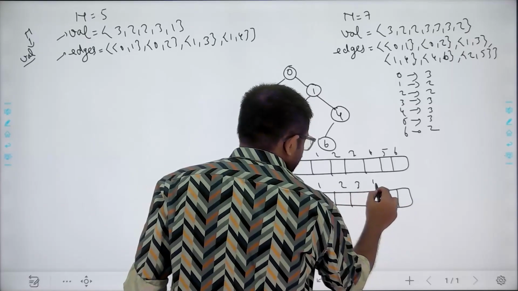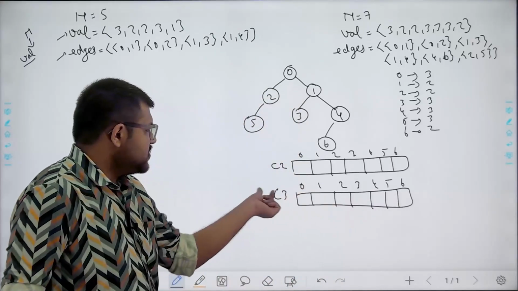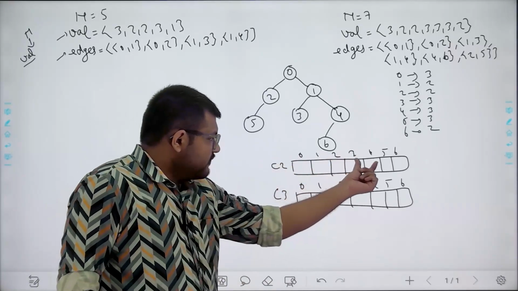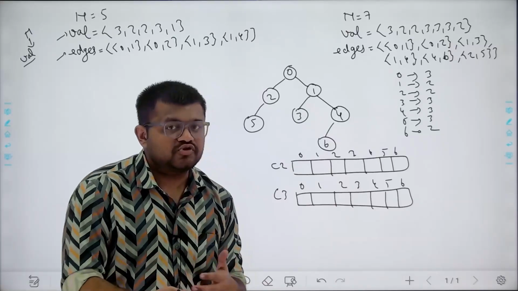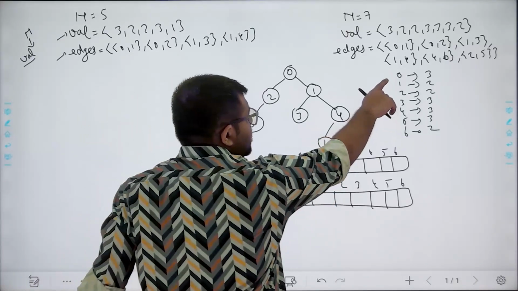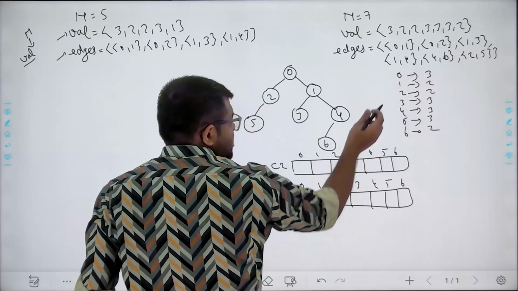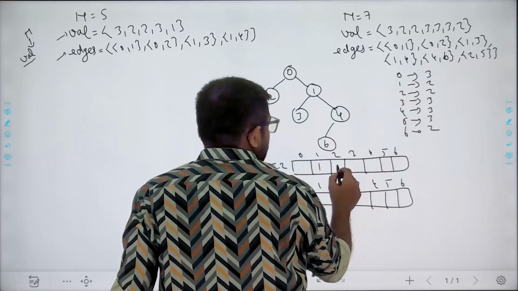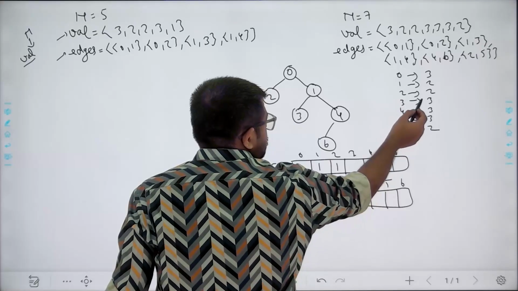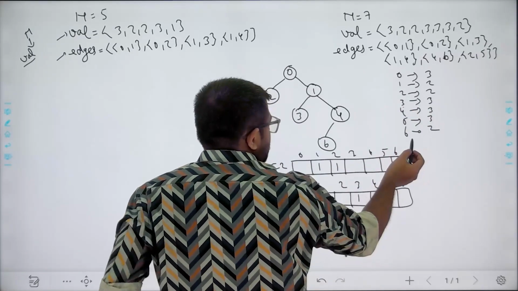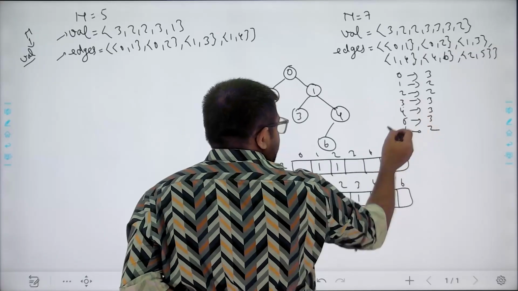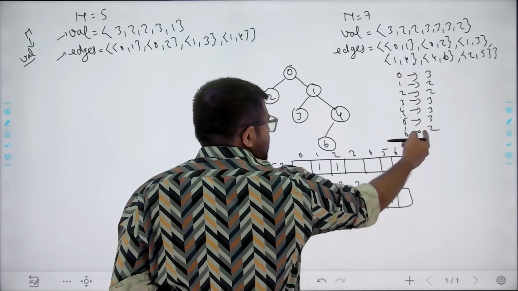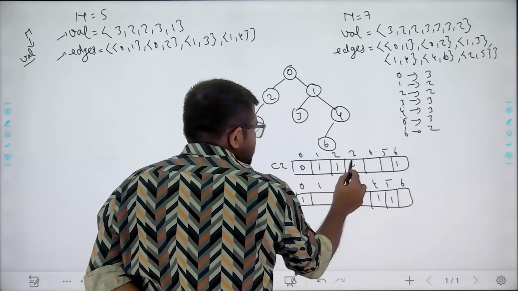0 1 2 3 4 5 and 6. So what will this denote? C3 of 2 will denote the number of 3's in the subtree of 2. C2 of 4 will denote the number of 2's in the subtree of 4, and so on. Okay, so initially I will make C3 of 0 as 1 because itself has value 3. Then C2 of 1 as 1 because it has value 2. Then C2 of 2 as 1 because it has value 2. C3 of 3 as 1 because it has value 3. C3 of 4 as 1 because 4 also has value 3. 5 has value 3, so this will be 1, and 6 has value 2, so this will be 1. Others will be 0.